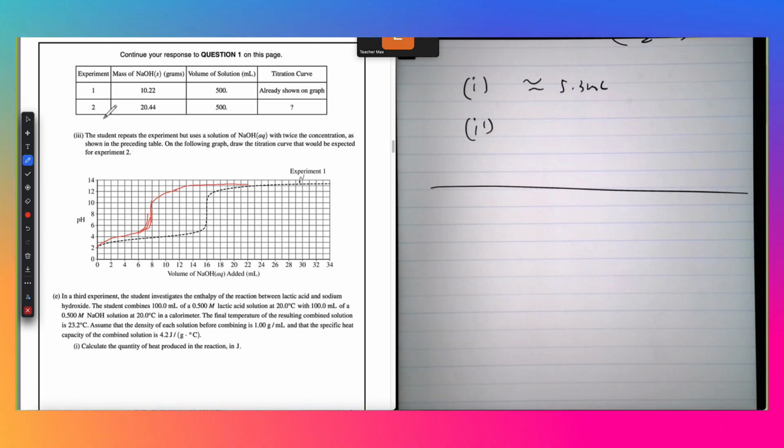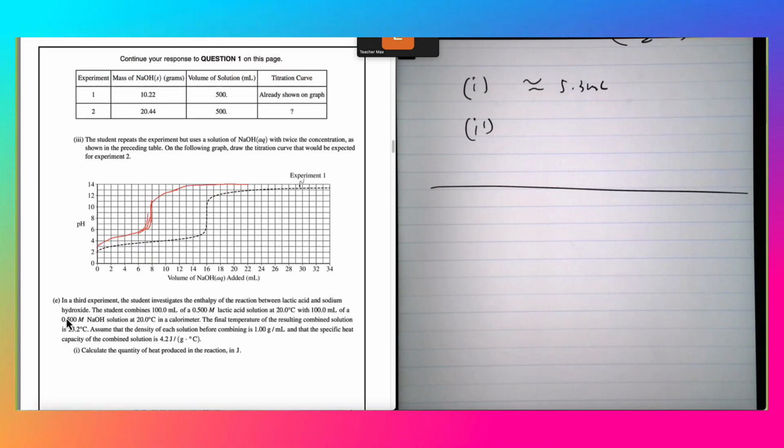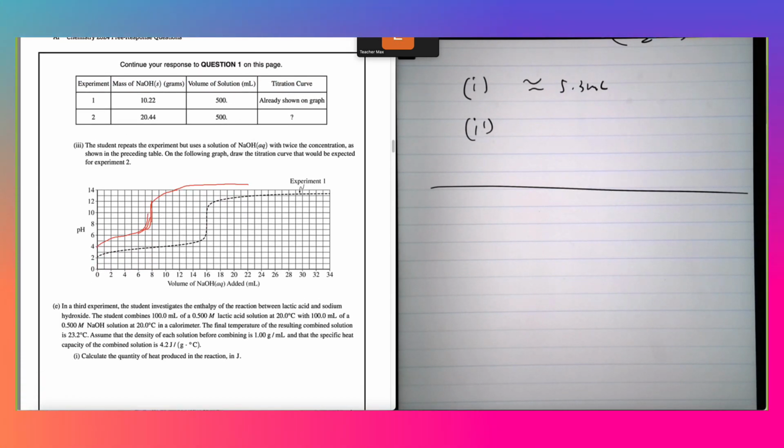That's because again, you have more moles in the same volume that's going to combine with the acid, and the more moles of NaOH, the faster you will reach the equivalence point. So it's proportional. Alright, and then part E, and let me erase this.